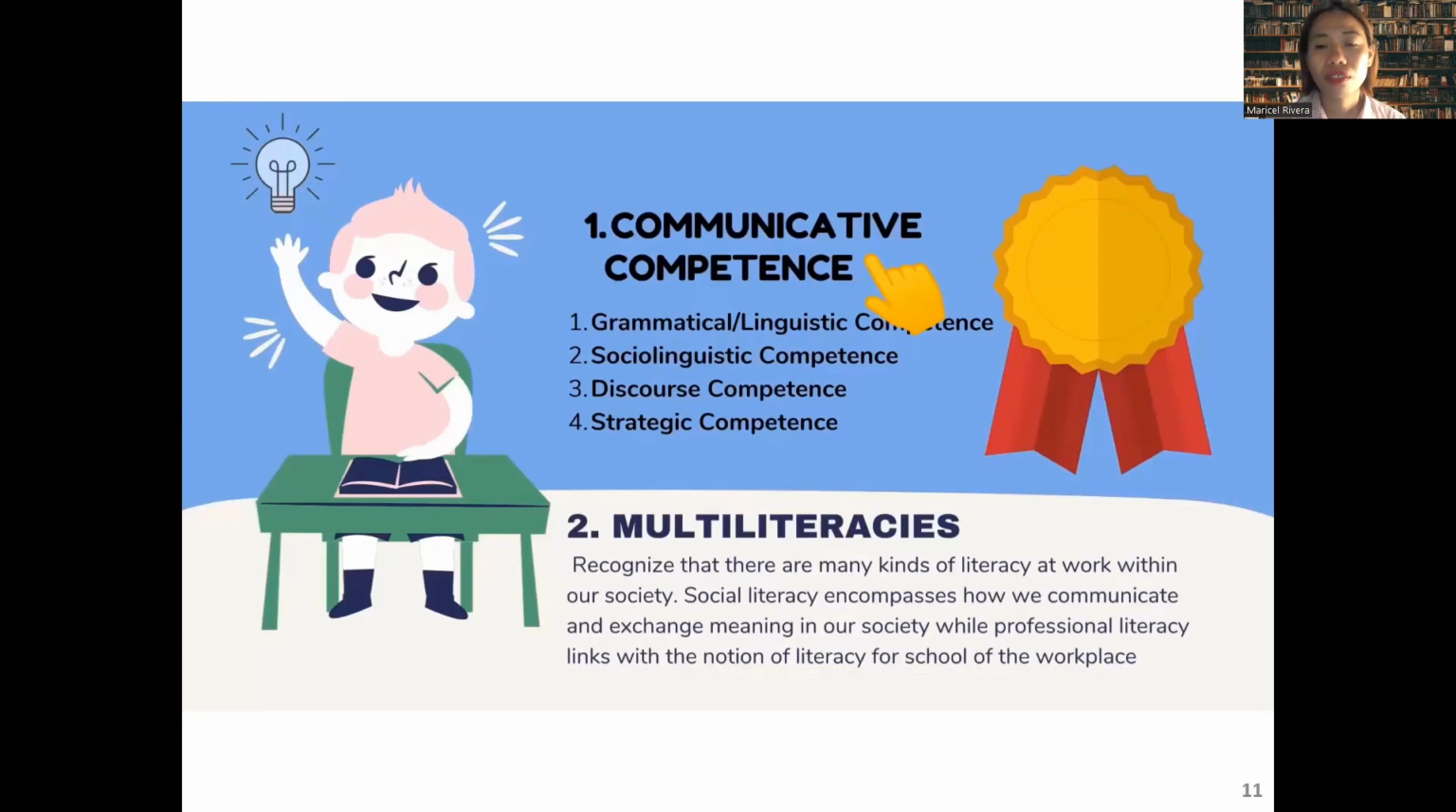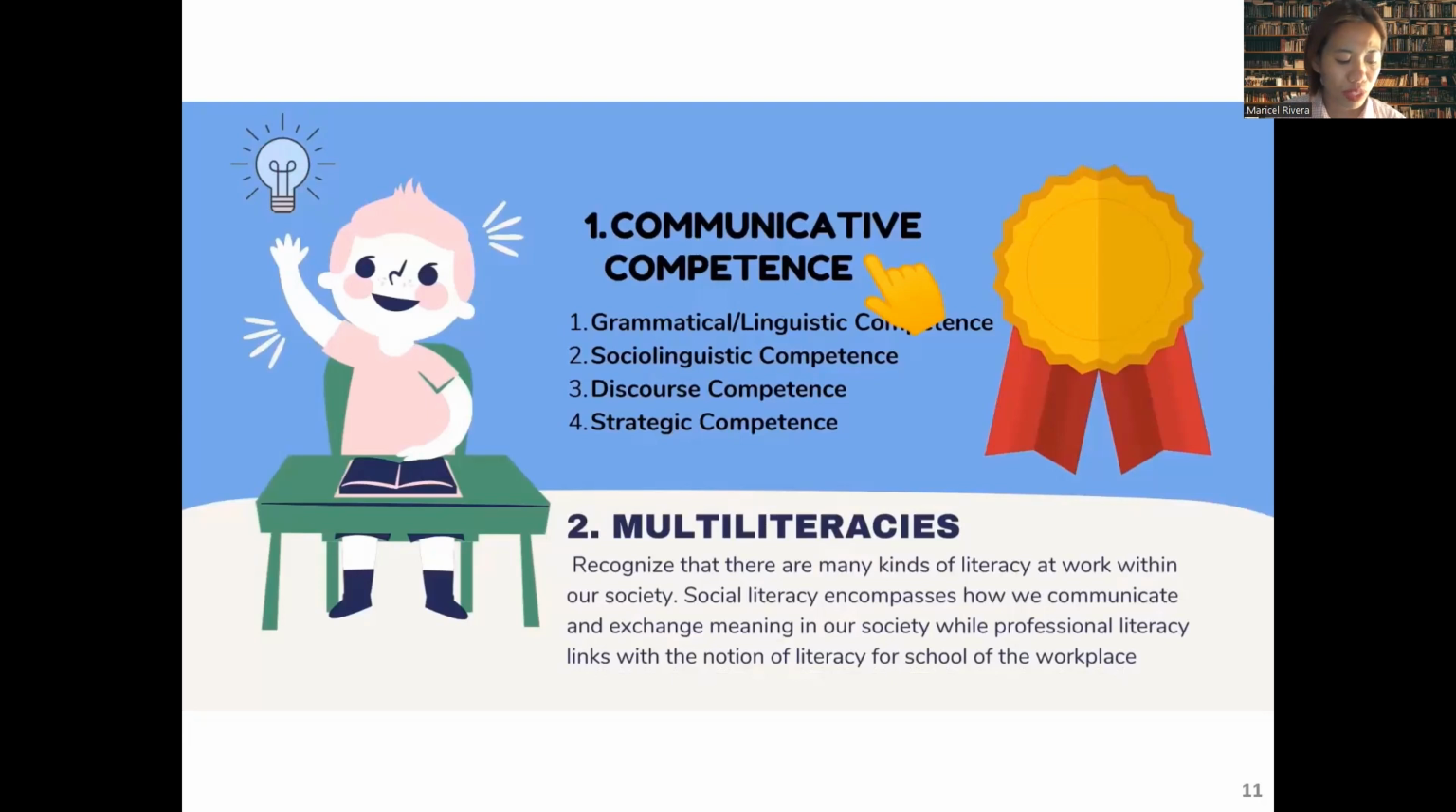So, of course, that is very important. That's why it's under communicative competence, because if you have so many errors or problems with the language conventions, then obviously, it could be the cause for ineffective communication.